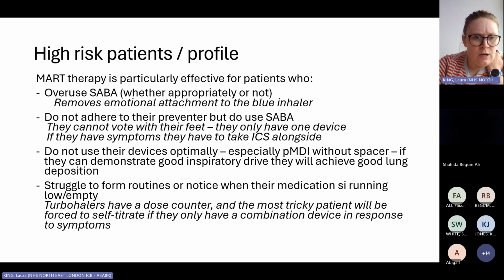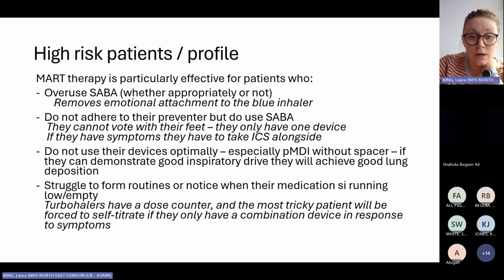And then the last one is the young people who struggle to form routines or don't really notice when the medication is running low or empty. So a lot of our young people have a very chaotic lifestyle, or family who have a very chaotic lifestyle, lots of stress, lots going on, busy households, overcrowded households. But also some of our patients who do struggle to, as I've said, form routines are children with ADHD, for example, or parents with ADHD can really struggle to do that. They're sort of forced to self-titrate.